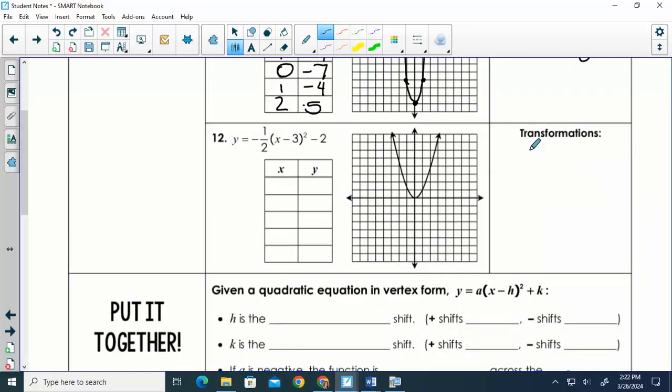One more. Tell me all the transformations you know from what we've done so far. What would a negative in front do? Flip, so it'll be upside down. Okay, what would the -3 on the x do? Inside is x, so it's moving left or right. When you add to the x, you go to the left, so subtracting moves it to the right. What would the -2 do?